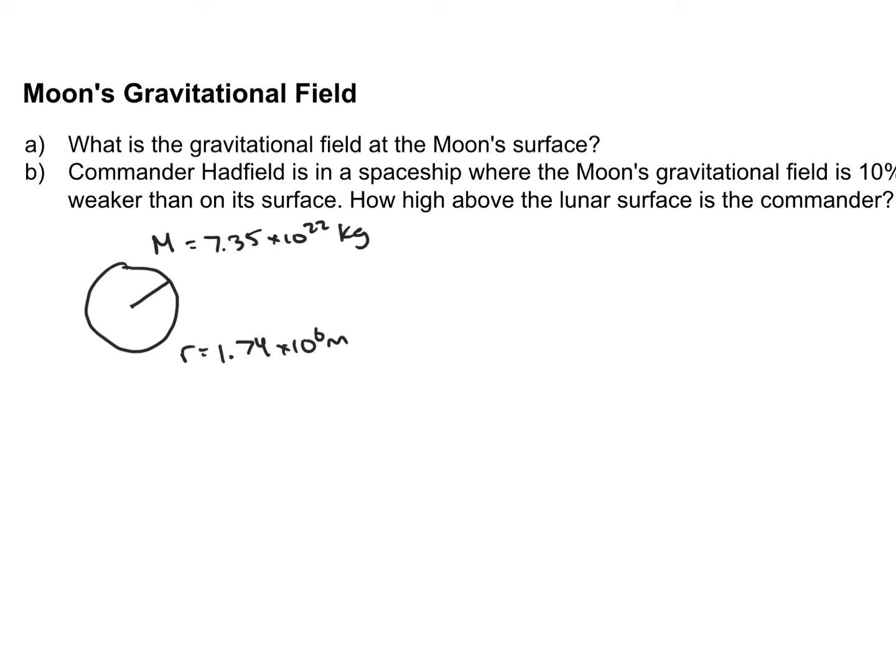Okay, so with those values, we can answer this question. We're asked for the gravitational field strength at the surface of the moon. So we are going to use the formula g equals universal gravitational constant times the mass of the object creating the field, which is the moon in this case, divided by the square of the distance, which is going to be the radius of the moon. So I'll just fill in the values and put it in the calculator.